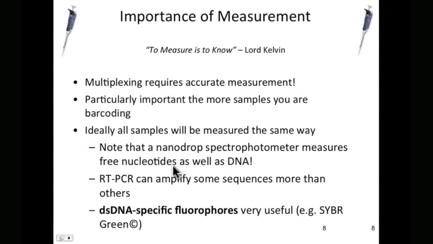One is that a nanodrop spectrophotometer measures free nucleotide as well as DNA. So if you're going to use a nanodrop, be sure to purify your samples before using the nanodrop. Another is that RT-PCR, which is commonly used, can amplify some sequences more than others, so it's also risky. We recommend the use of double-stranded DNA-specific fluorophores. For example, we use SYBR Green. This is a simple, replicable, plate-friendly method for measuring the concentration of DNA in your libraries.